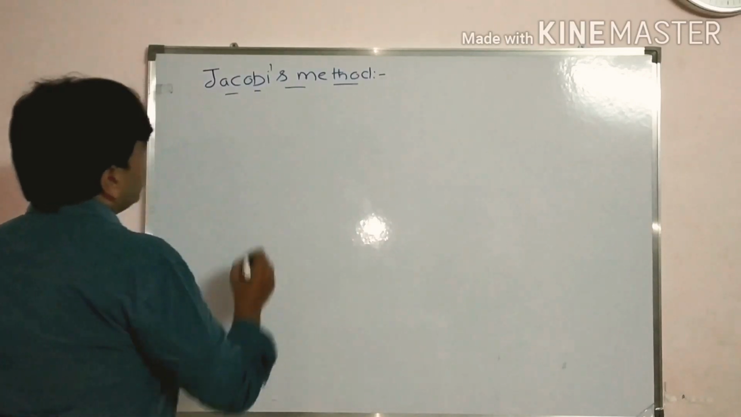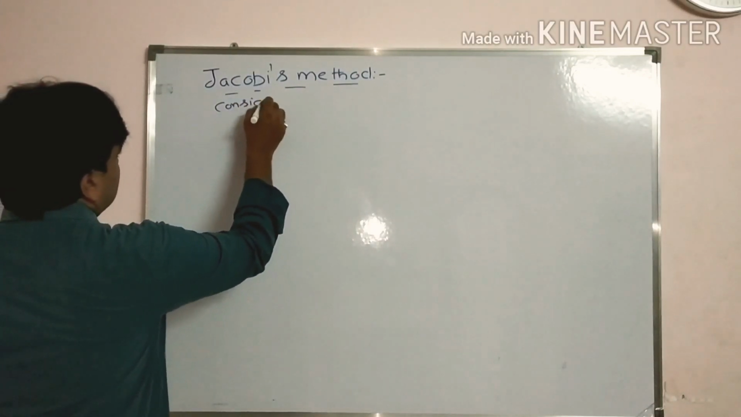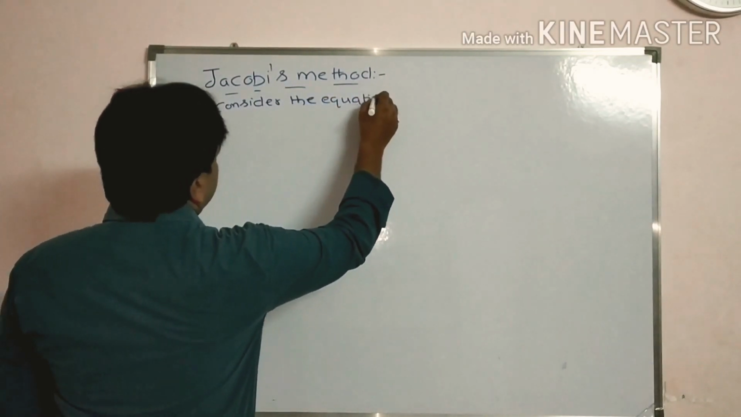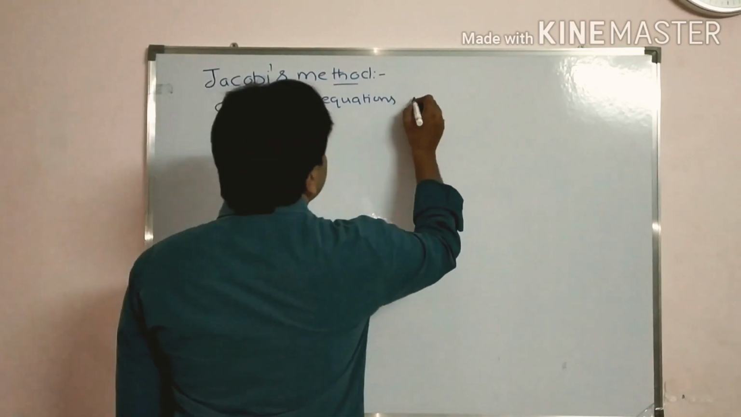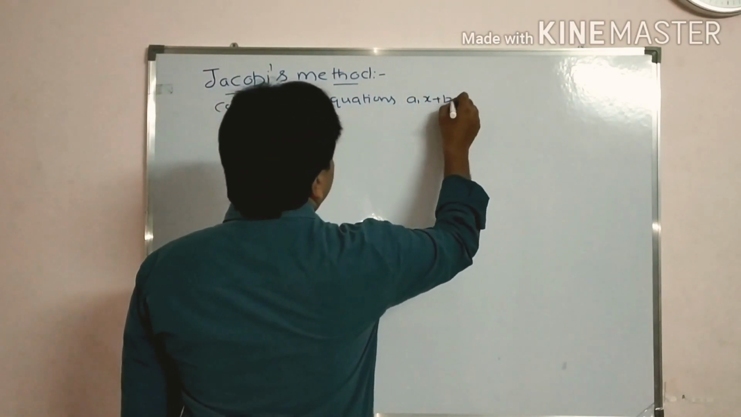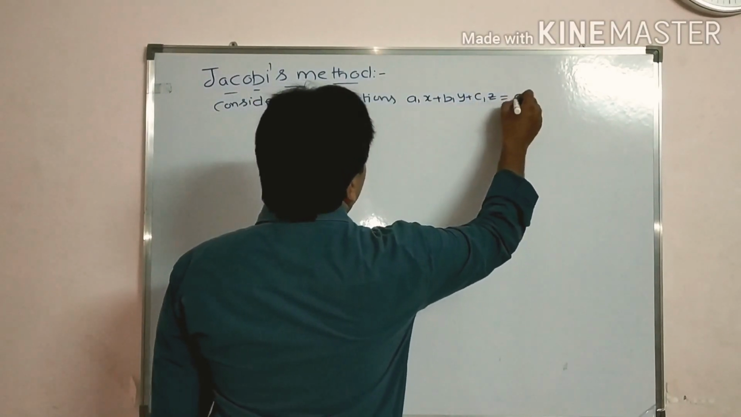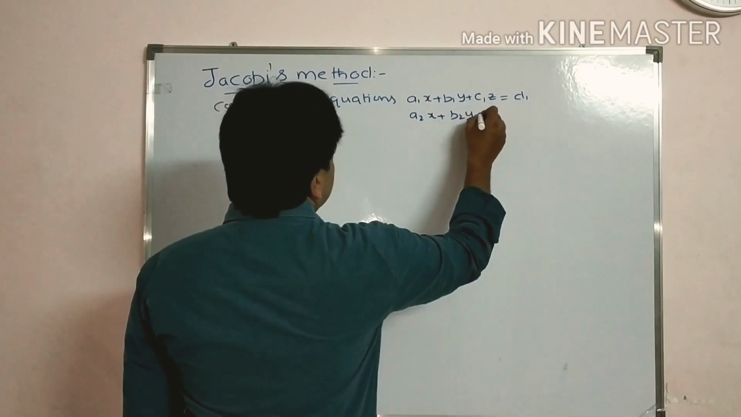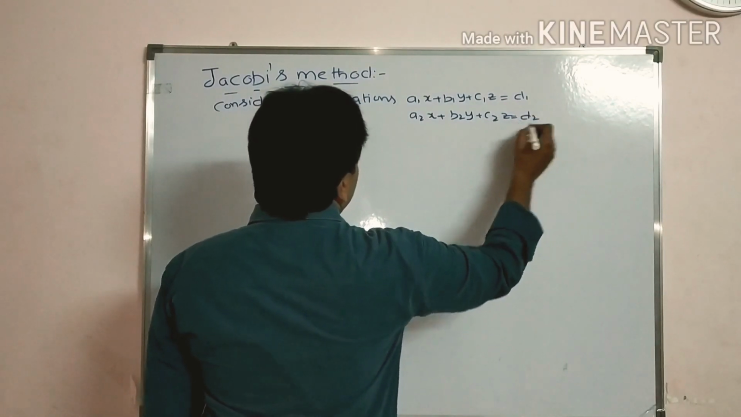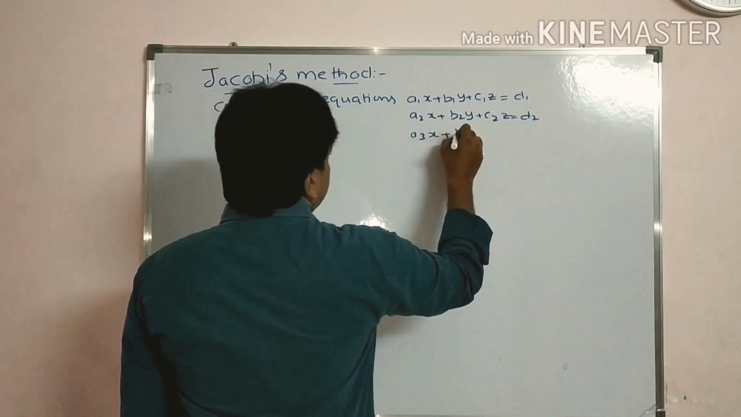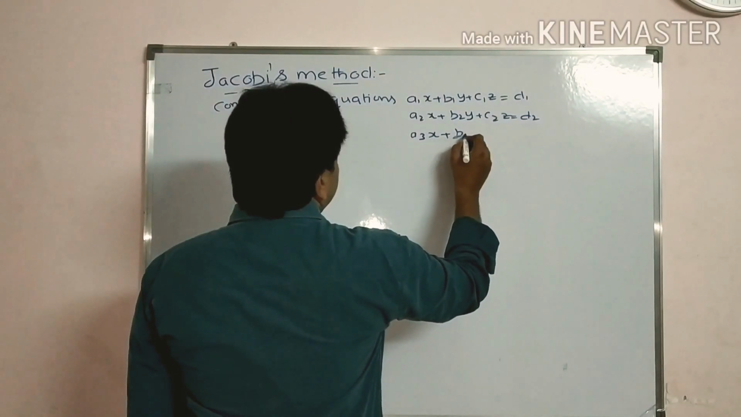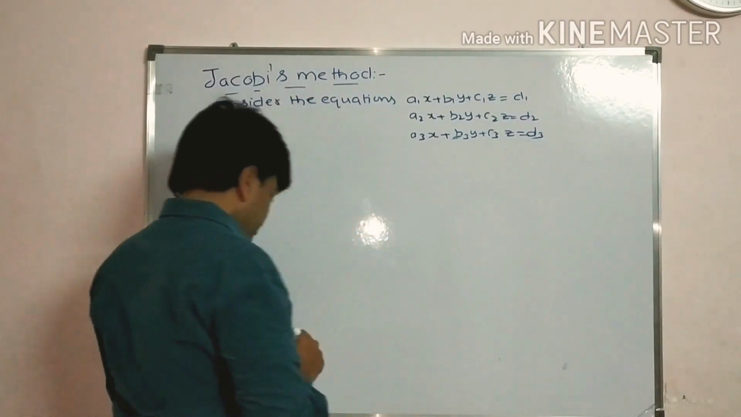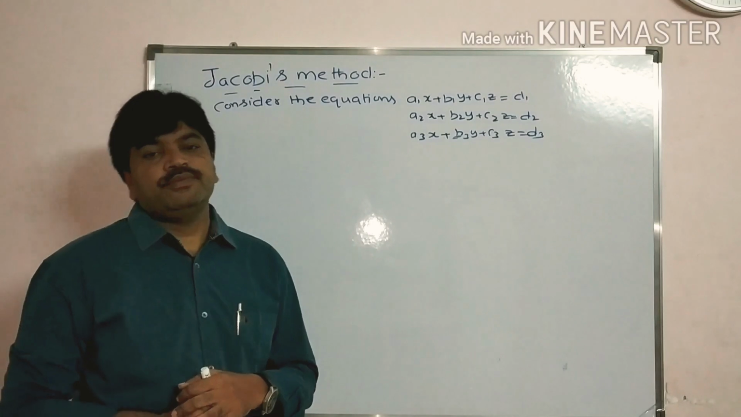Right now, students, consider the equations: a1x plus b1y plus c1z is equal to d1, a2x plus b2y plus c2z is equal to d2, a3x plus b3y plus c3z is equal to d3. Consider these three equations, students.